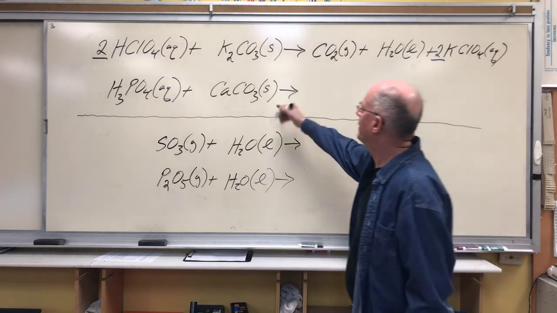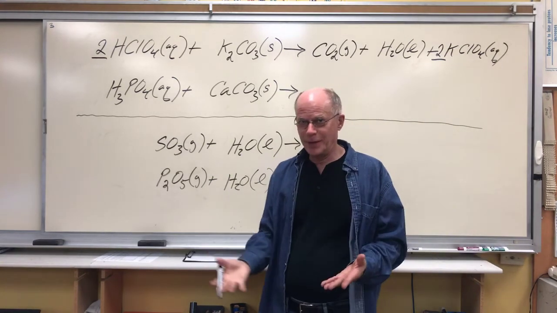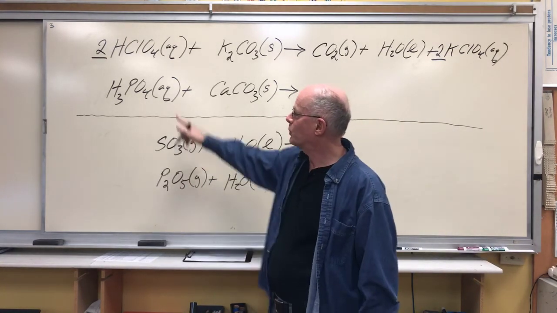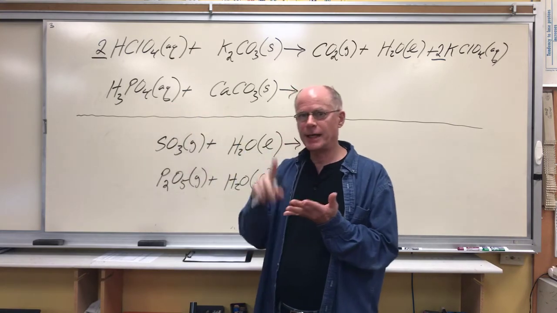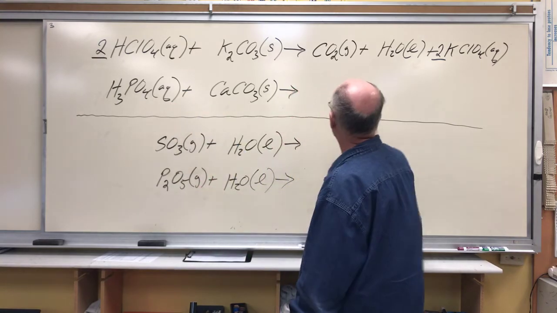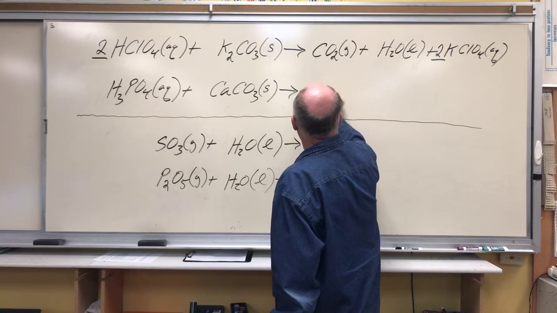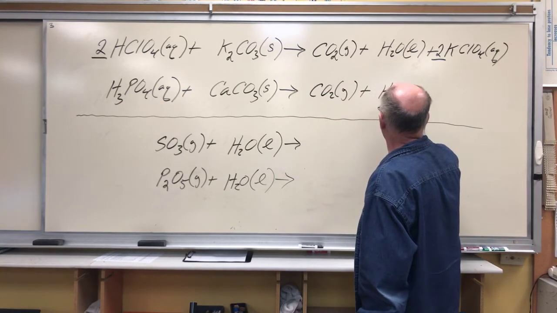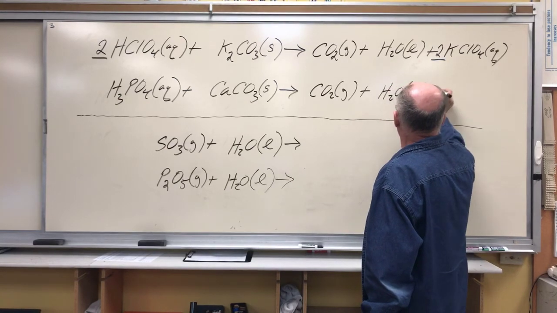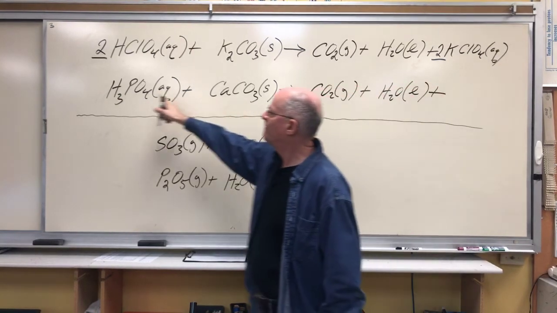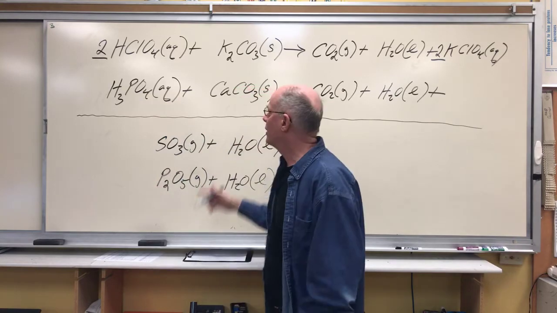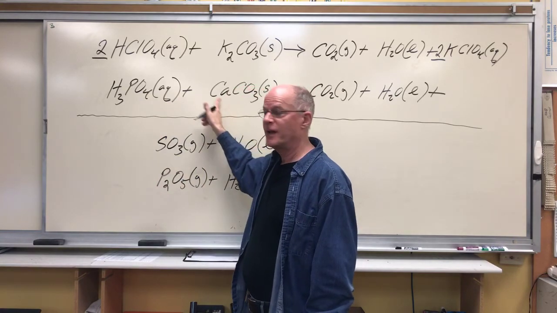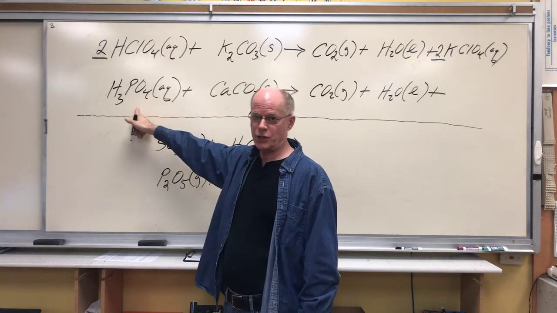Okay, again, it's formulaic. You just plug it in. Once you recognize what it is, well, it's going to form carbon dioxide, it's going to form water, and salt. Carbon dioxide, water, and the salt will be calcium phosphate. For this, calcium is a +2 charge, phosphate is a -3 charge.